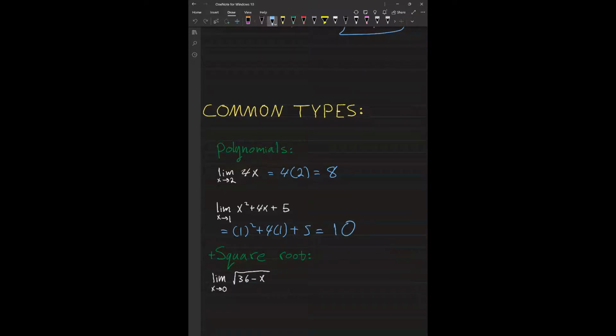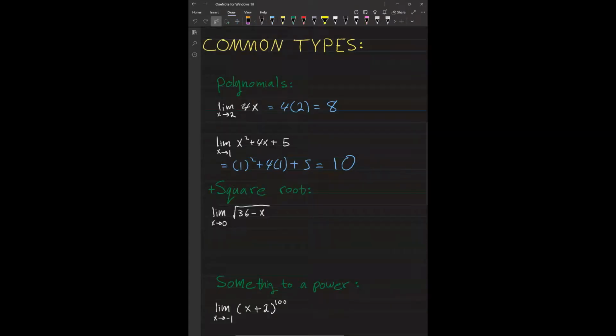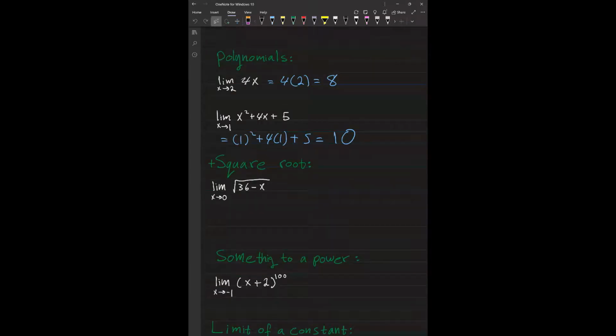Another common type that you might see is a positive square root. So let's try this one. This one looks hard. Minus 0 means the square root of 36, which equals 6. Not plus or minus 6, just 6. Please don't make that mistake. So this is basically the square root of something that ends up being a positive number.